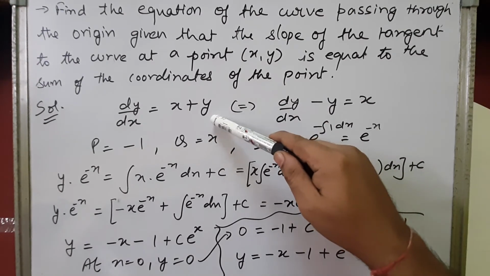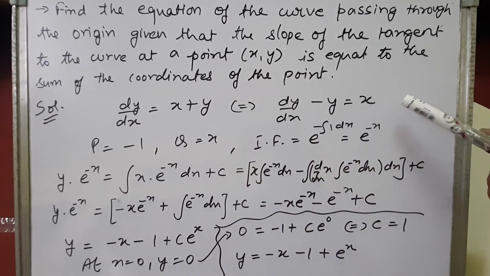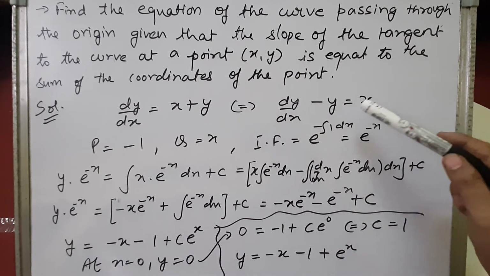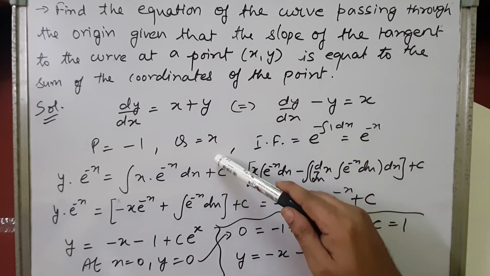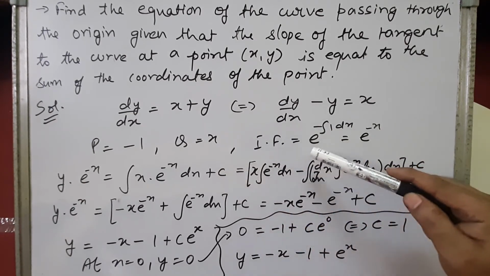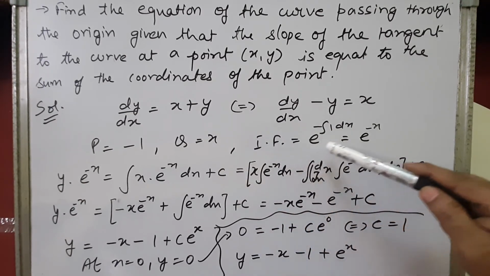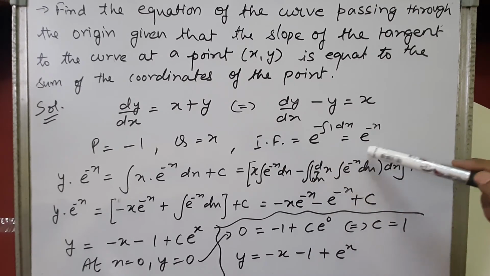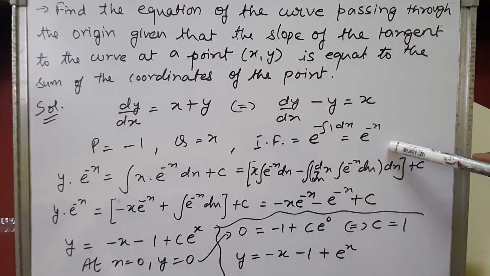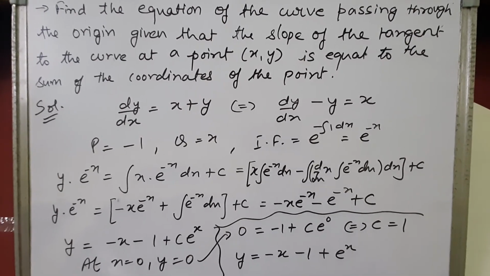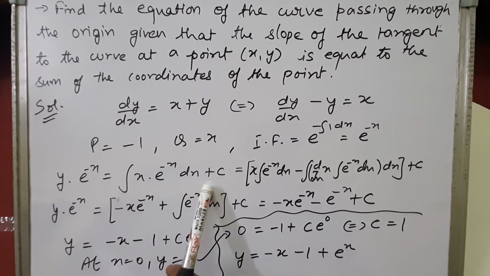Okay. Now when we transfer y that side, we'll get the linear differential equation as dy by dx minus y equals x. So from here we can see that the value of p is minus 1 and q is x. So we can calculate the integrating factor, which is e to the power integration of p dx. So we'll get e to the power minus x. Alright. Now write the solution of the differential equation, which will be y into integrating factor equals integration of x into integrating factor dx plus c.